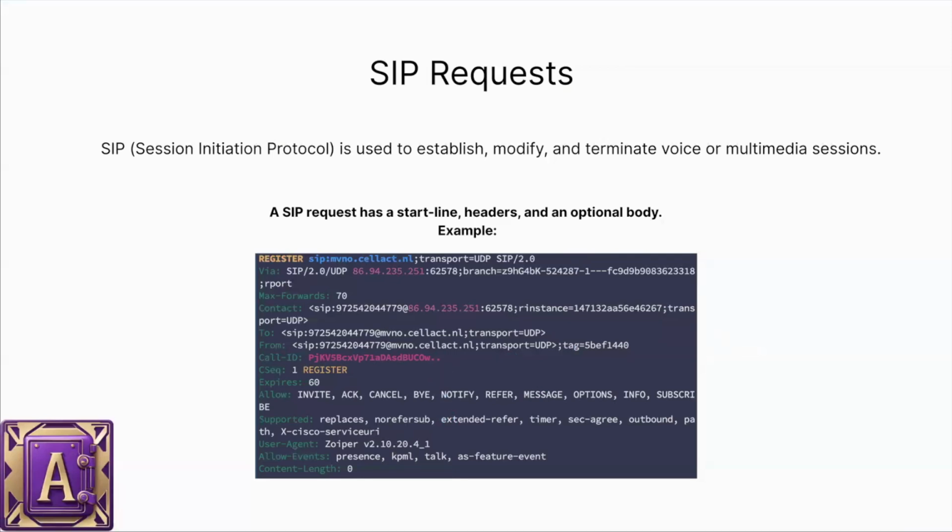We have a CSeq that allows the server to know in which order the requests are arriving, so we can track and handle them in the correct order. We have Expires, and we allow which responses are allowed for this request, and we have User-Agent and more. A SIP request is basically a JSON-like message full of parameters that we're sending, and then the server, with a specific tool, knows how to parse it and handle it.